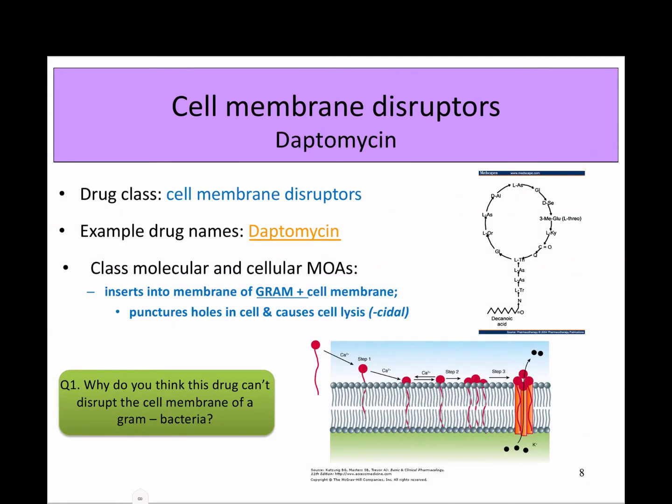So the second class of cell membrane disruptors includes daptomycin. And if you look at the structure of daptomycin and you think back at what we just saw, you're going to see a huge similarity here. You're going to see an outer head that is hydrophilic and an inner tail that is lipophilic. So it's basically doing the exact same thing as the polymyxins, except it's targeting a different cell membrane.